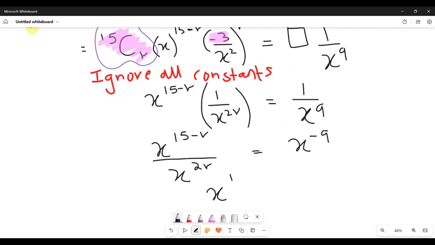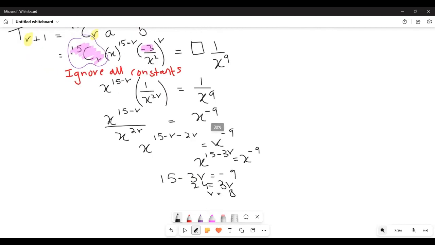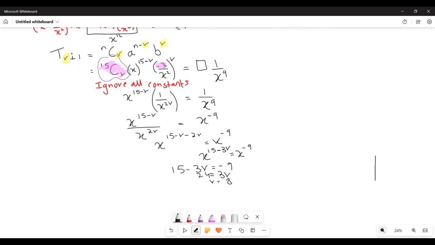So we have x 15 minus r minus 2r equals x power minus 9. That's going to be x 15 minus 3r equals to x power minus 9. And this should give us the value of r. That means 15 minus 3r is actually minus 9. So 3r is what, 24, and r is 8. So we now know that r is 8. Jab r 8 hoga, to humare paas 1 over x 9 wali term aayegi. Okay. So since we've established the value of r, now we will go back to this formula. Ye wala. So actually the ninth term will give you the 1 over x power 9 term.